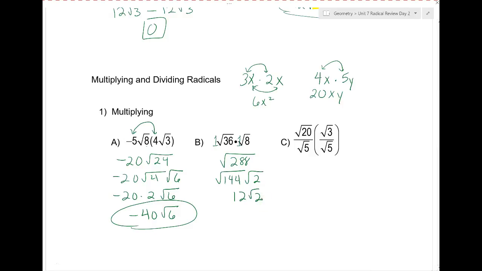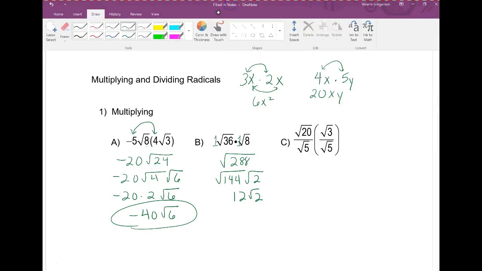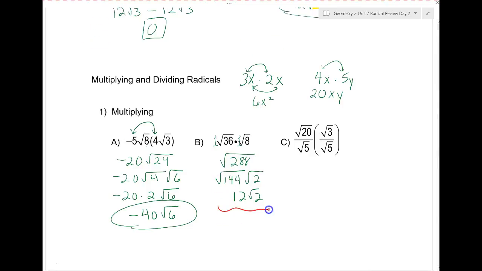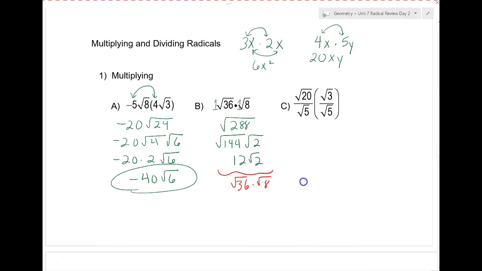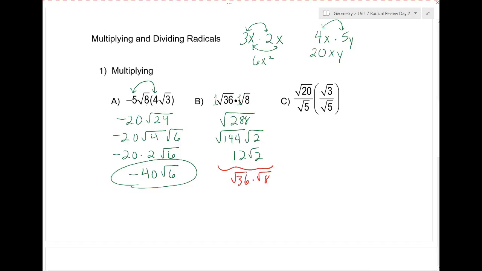So what I'm going to show you, and I'm going to do it in a different color, let's pick red, just to contrast a little bit. What if I wanted to take the square root of 36 times the square root of 8, and I wanted to do it differently? Well, here's another way you could do this. Guys, what's the square root of 36?